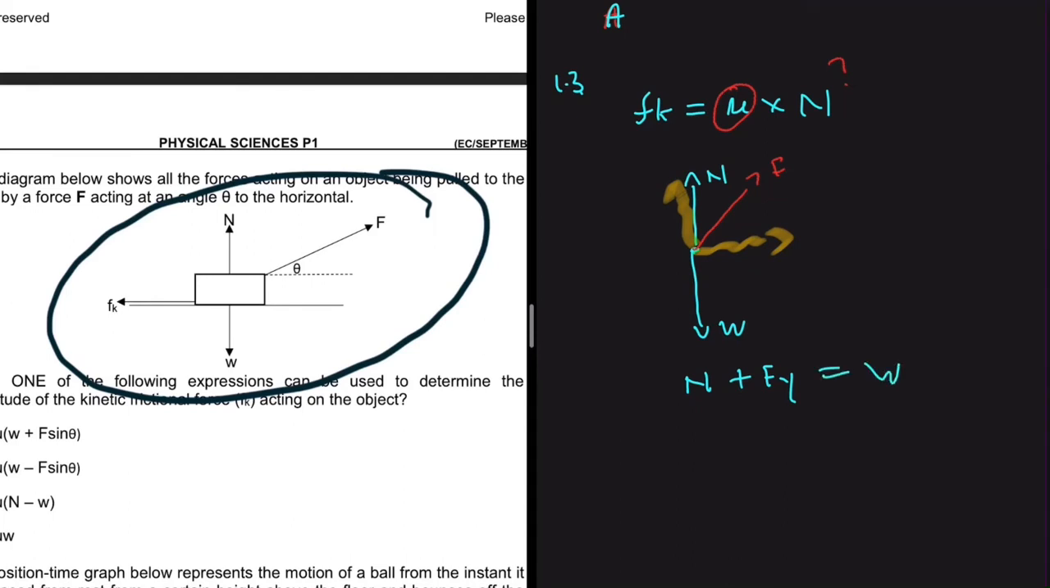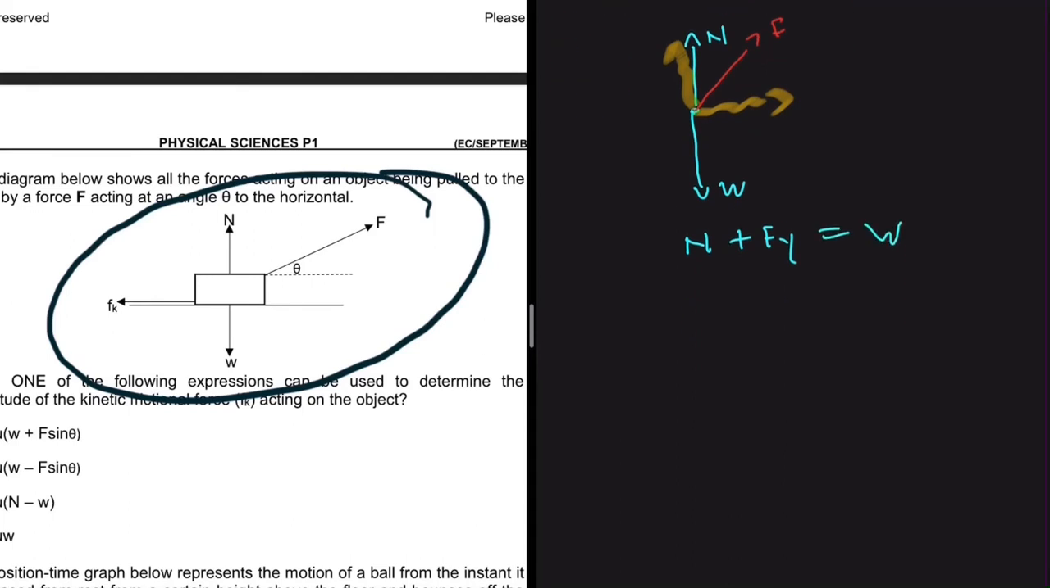to the weight, right? So now the normal force becomes the weight minus the vertical component of the applied force. But then how do we find that vertical component of the applied force? We say the force multiplied by sine of theta, right?